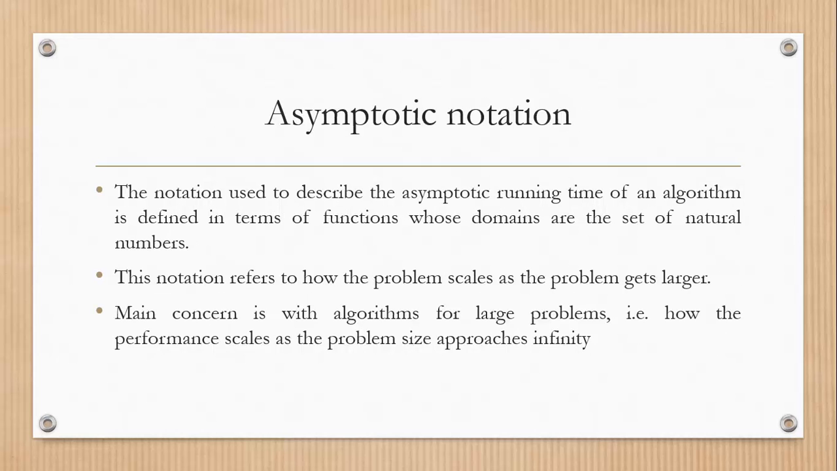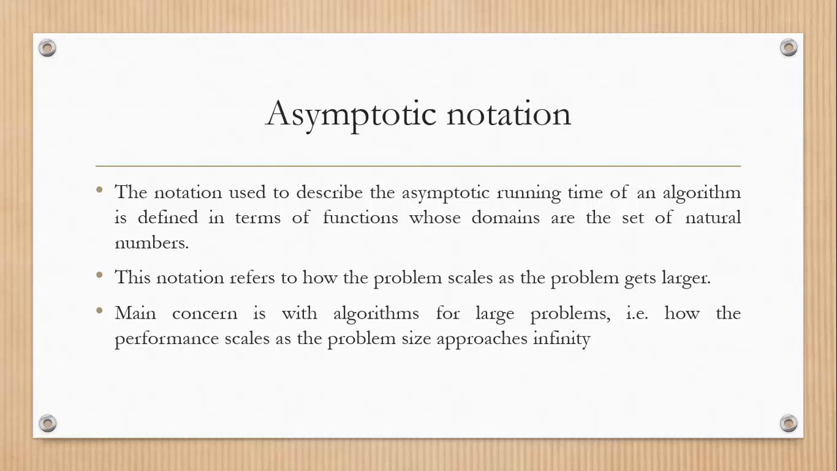Next, asymptotic notation. The notation used to describe the asymptotic running time of an algorithm is defined in terms of functions whose domains are the set of natural numbers. This notation refers to how the problem scales as the problem gets larger. In some cases, it is important to look at how fast the algorithm is for small amounts of input, particularly when the same task is being done over and over again. But our main focus is on algorithms for large problems, that is how the performance scales as the problem size approaches infinity.